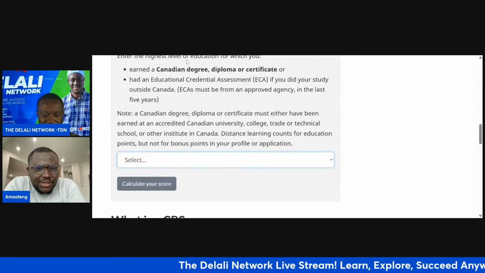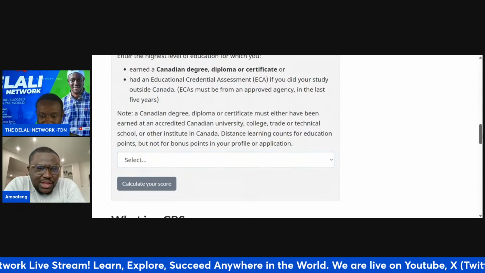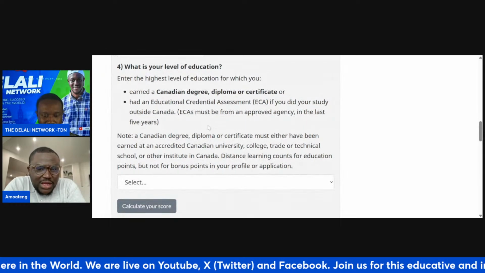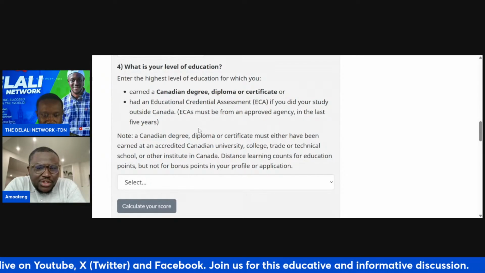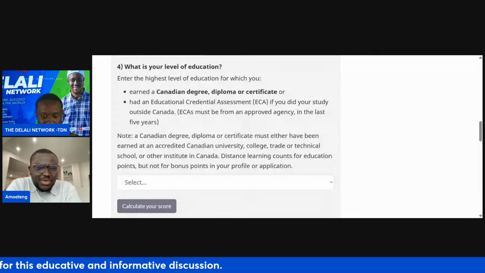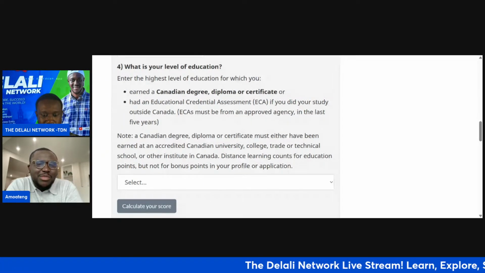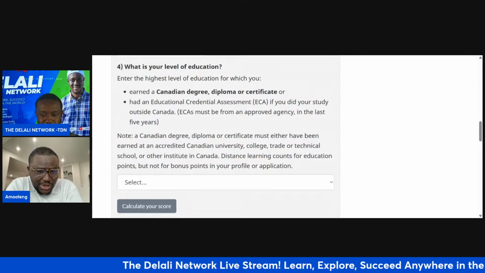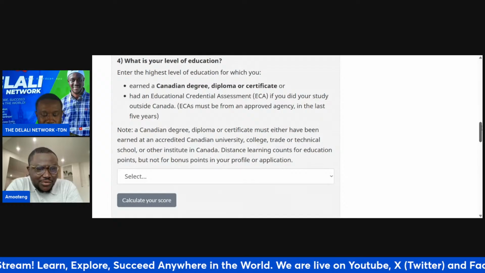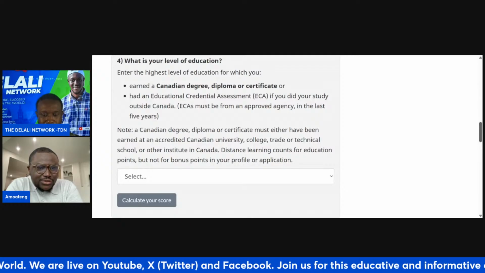Okay, so if you check up there, you see enter the highest level of education for which you have, right? And then they go on: a Canadian degree, diploma, or certificate, or had an ECA credential. If you did your study outside Canada, the ECA must be reported in the last five years, right? So what does it mean here? They are looking for your highest level of education. Right now we are talking about the credential assessment here. If your highest level was not done in Canada, then you need an ECA for it. So now you have a bachelor's, you have a diploma. Now the bachelor's is higher, right? So the bachelor's you did here.